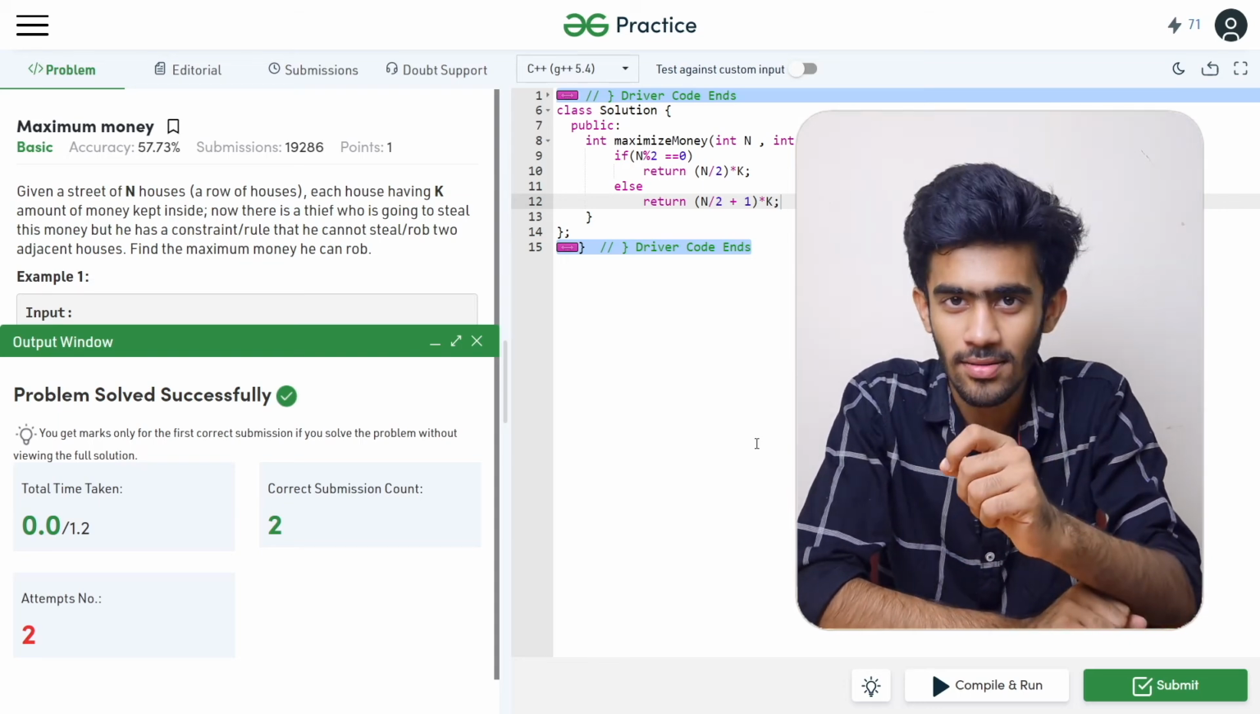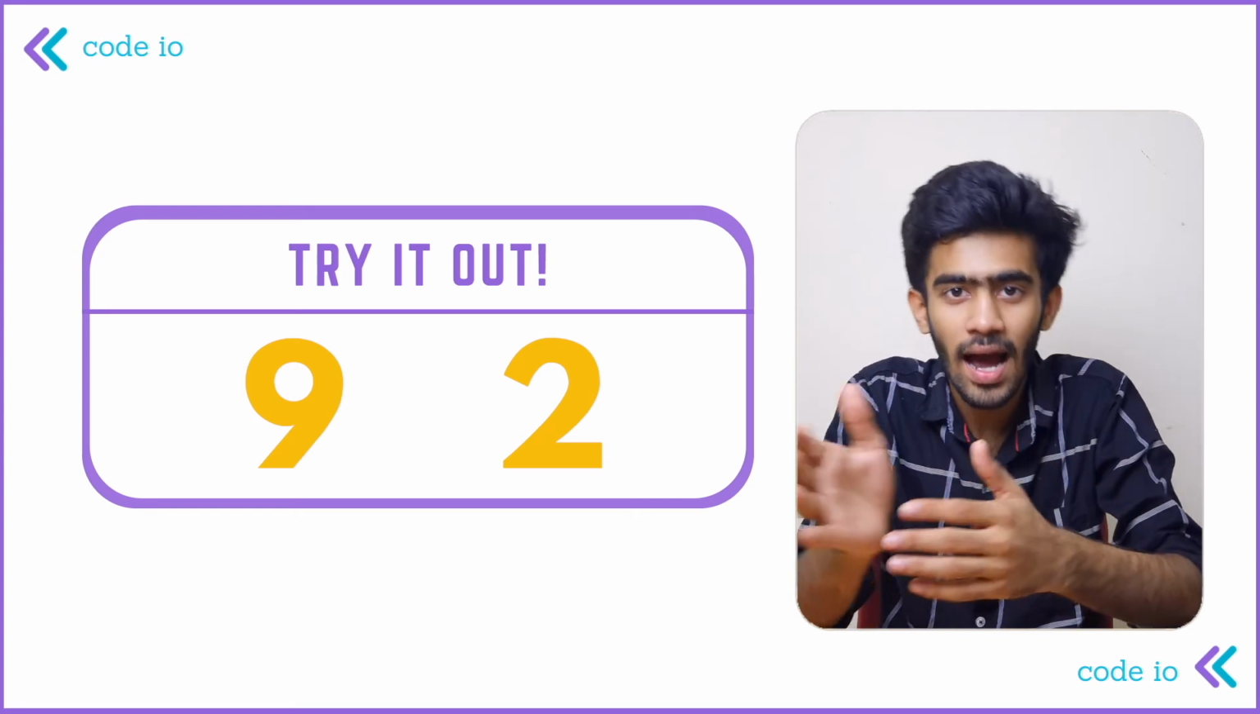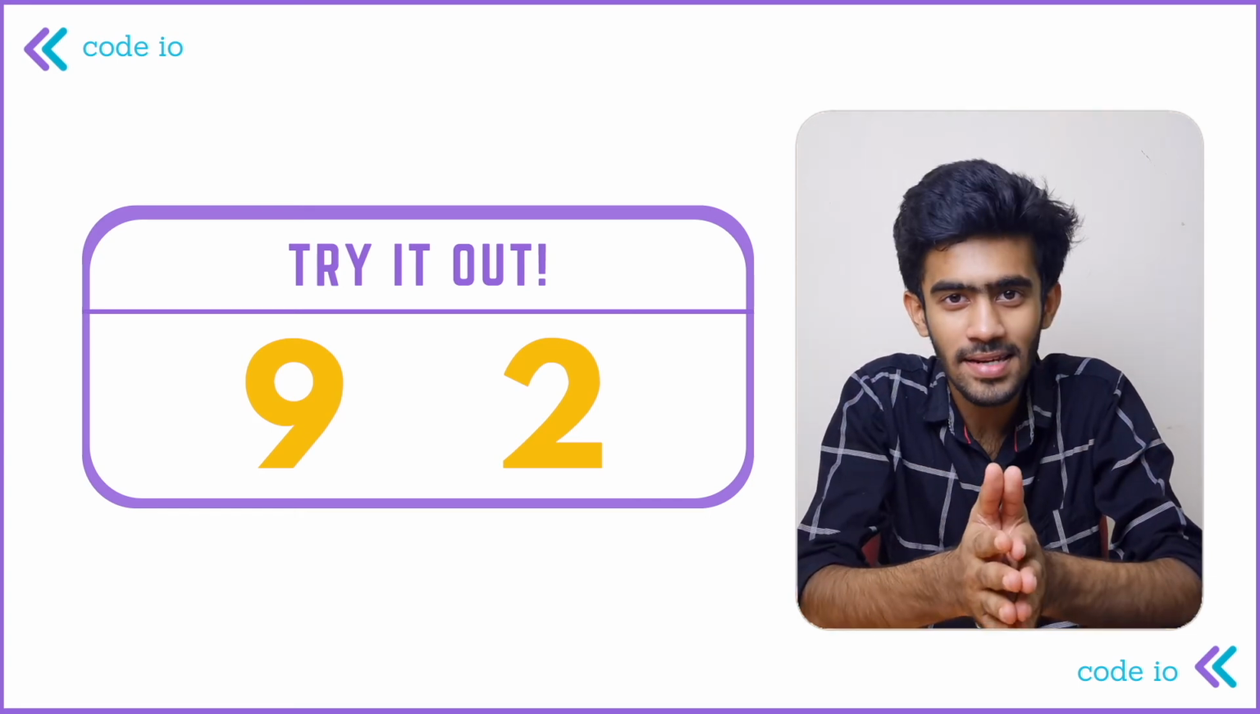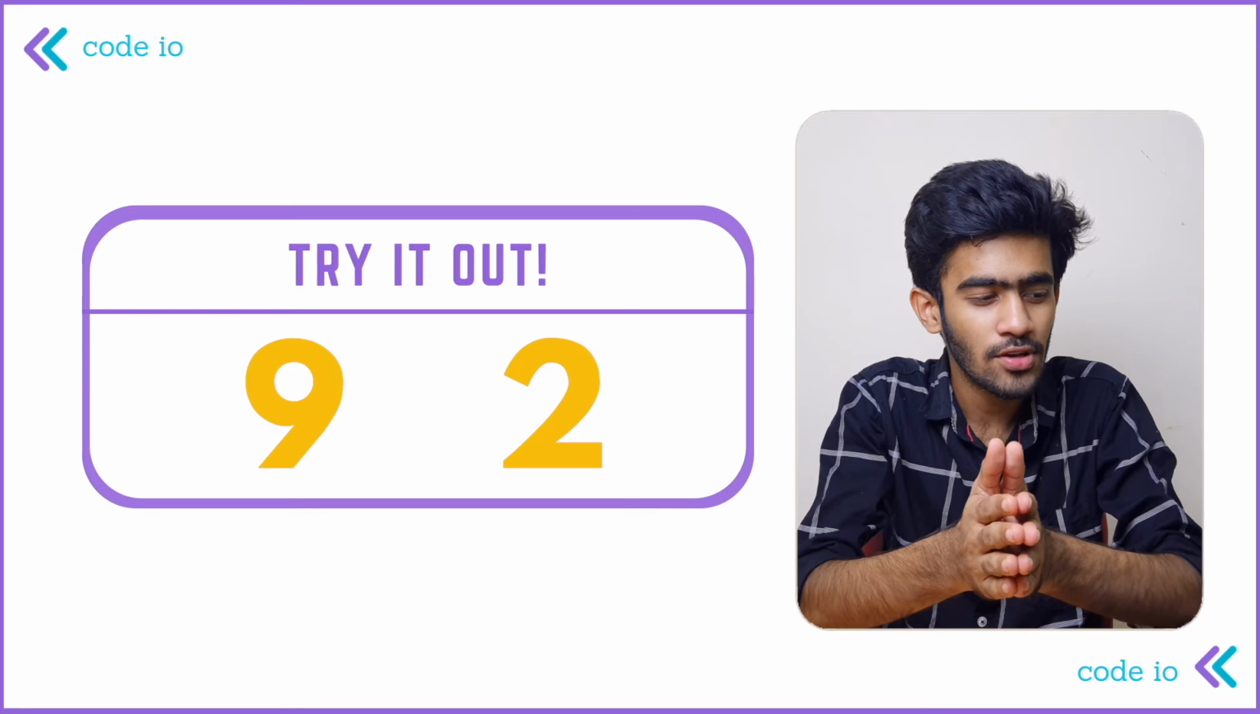Let us move on to the try out session. So if we pass in the values 9 and 2 to the function that we just completed, what would be the output? So there are 9 houses and 2 rupees or 2 units of money in each of these houses.